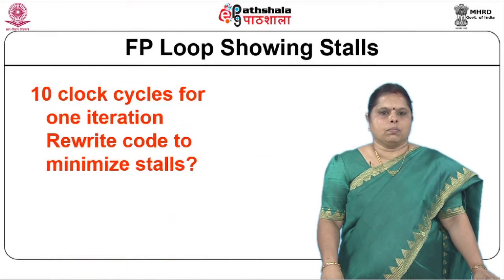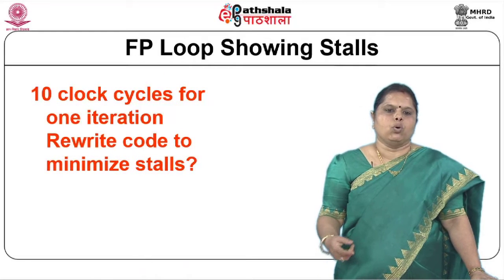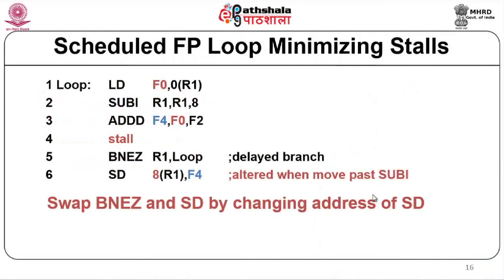Now can we do something in order to optimize this code and reduce the number of stalls? A simple optimization that the compiler can try to do is a better scheduling of the loop so that your stalls get minimized. So what we have done here in this reorganized code is that your subtract instruction has been moved into the slot between your load and add. We already had a stall between load and add, so that stall is filled up with your subtract instruction. So you are removing one stall.